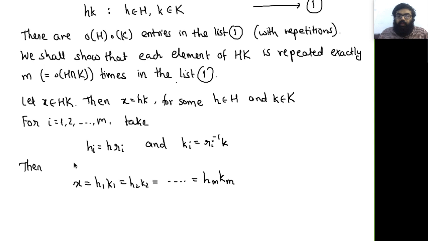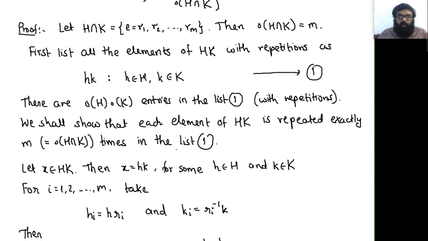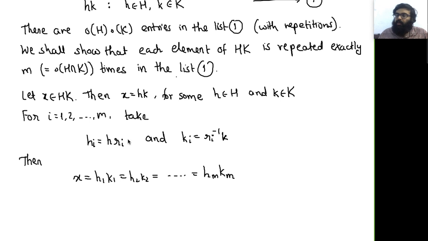Even H1 K1 is nothing but HK, because R1 is nothing but identity. So E and E inverse: this is HE, which is nothing but H, and E inverse K, which is nothing but K. So HK is also included. And then there are M distinct ways.